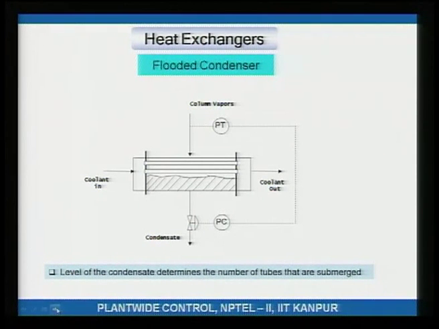Here is another one, a flooded condenser. What is a flooded condenser? You have column vapors coming from the column. They come in contact with tubes through which, let us say, cooling water is flowing. Since cooling water is flowing through the tubes, the tubes are cold. So, the hot vapor comes in contact with the cold tubes and it condenses. The condensate is collected and, depending on the level inside the condenser, some of the tubes are submerged. Okay.